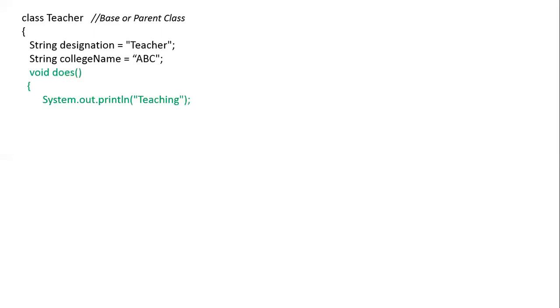Now we'll see one more example of inheritance. Here this is a base class Teacher, and it has two variables, designation and college name, and it has one method, and the task of the teacher is teaching. So this is one class, we can call it a parent class or base class. Now this class is inherited by a class PhysicsTeacher. Public class child class name extends parent class name. So PhysicsTeacher is a subclass or a child class of class Teacher.